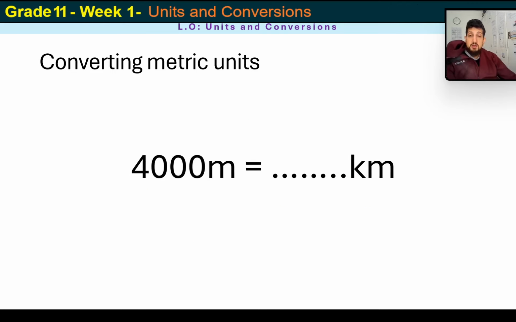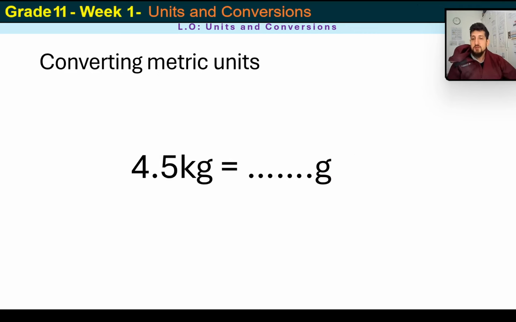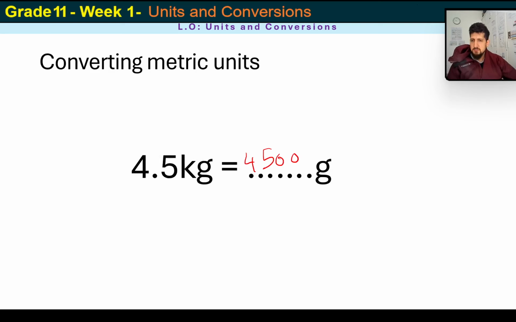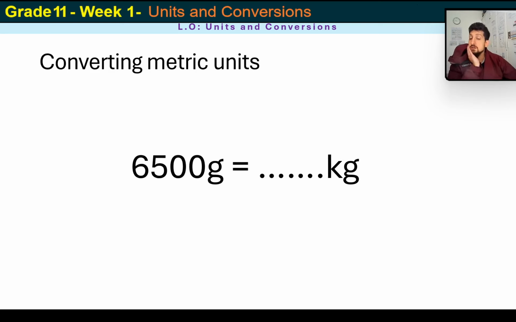4,000 meters is how many kilometers? Once again, pause the video, do it, and then check your answer. We are looking at 4 kilometers because kilo means 1,000. 4.5 kilograms is how many grams? 4,500. Let me just check that. Yeah. 6,500 grams is how many kilograms? 6,500 grams. Once again, divided by 1,000. And that will equal 6.5 kilograms.